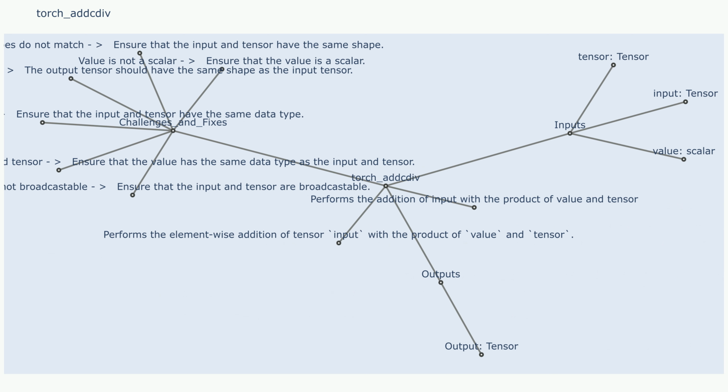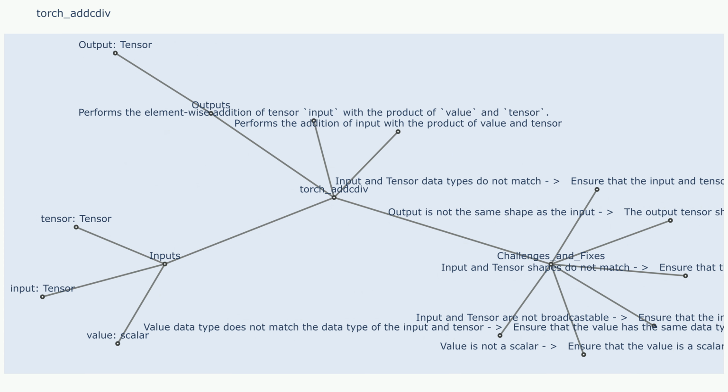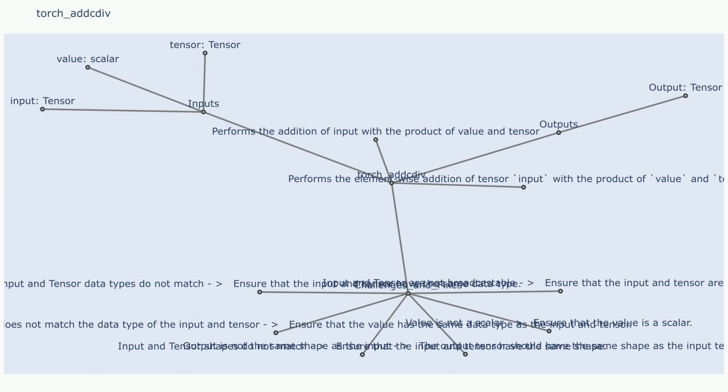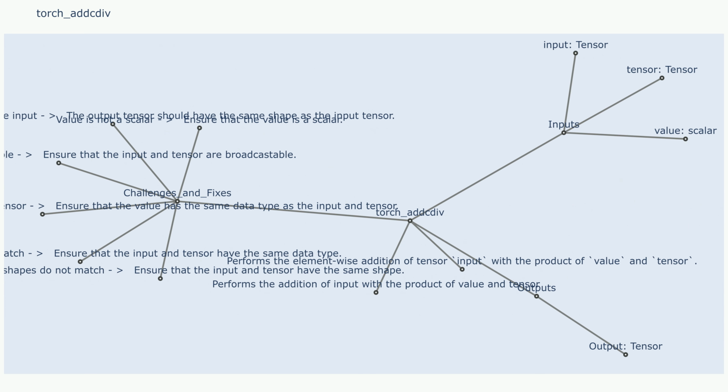Input 3, this is the tensor that will be used to divide the second input tensor. It can be any PyTorch tensor. Input 4, this is a scalar value that scales the result of the division before it is added to the first input tensor. It can be a float or a PyTorch scalar tensor. Outputs. Output 1, the resulting tensor after the addition and scaling. It has the same shape as the first input tensor.